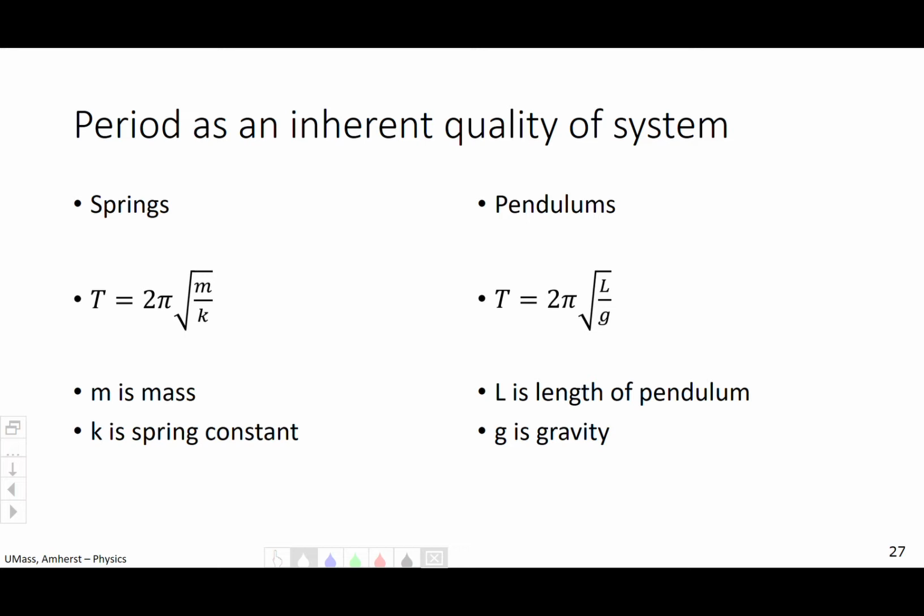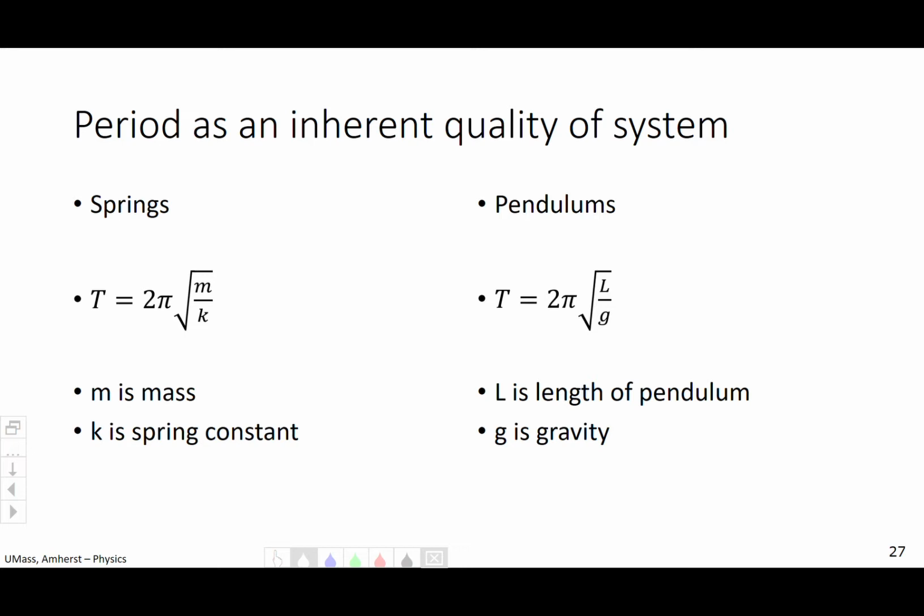So for springs, the period of a spring mass system is 2 pi times the square root of the mass attached to the spring over k, the spring constant. For pendulums, the period is equal to 2 pi times the square root of the length of the pendulum divided by gravity. So as the mass increases in a spring mass system, the period increases. As the spring constant increases, the period decreases.